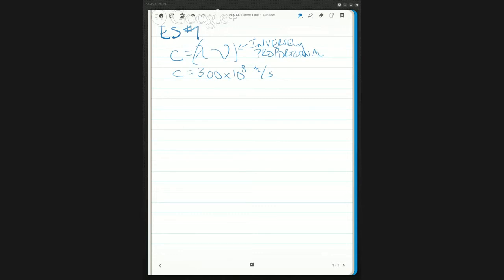So what that means is that if one goes up, then the other has to go down. It's also important to know that your lambda, which is wavelength, usually has units in nanometers. 1 meter equals 1 times 10 to the 9th nanometers. That's a billion nanometers, a lot of little tiny units. If you're asked to convert from one to the other, you need to make a little bridge.